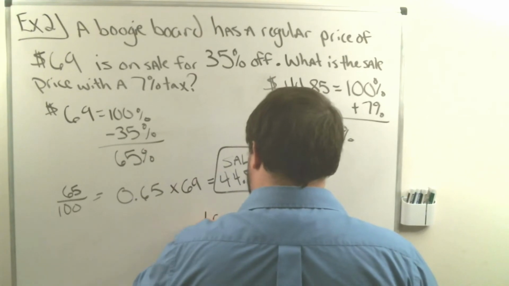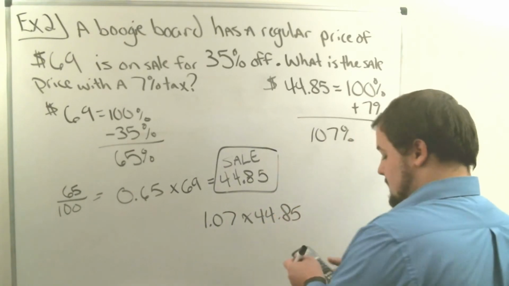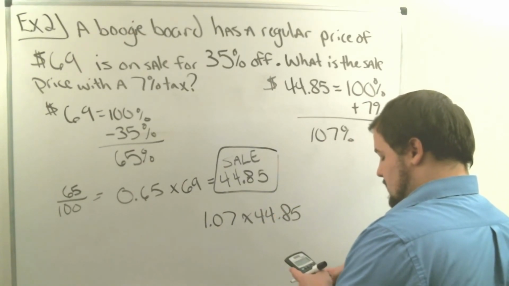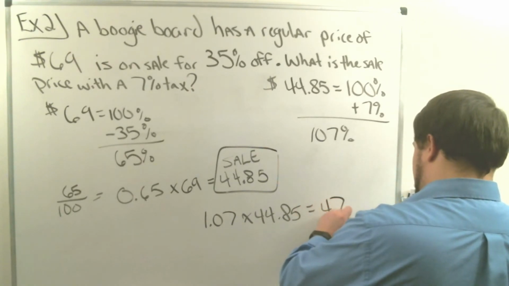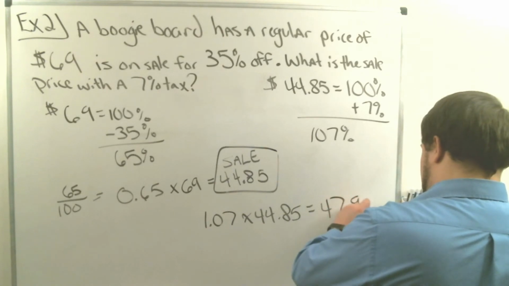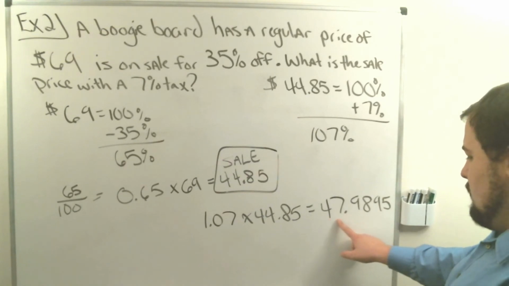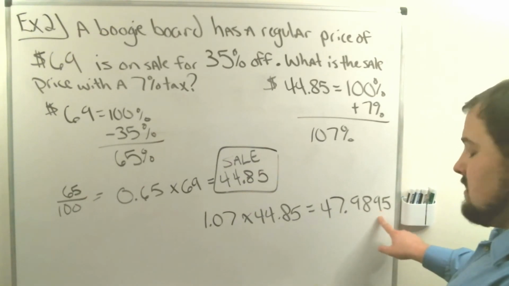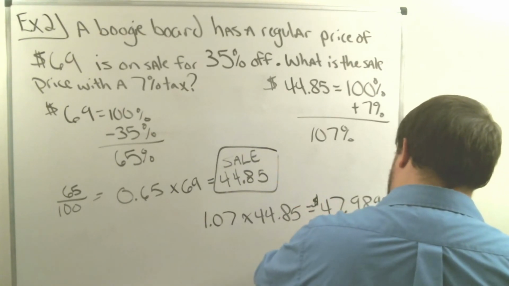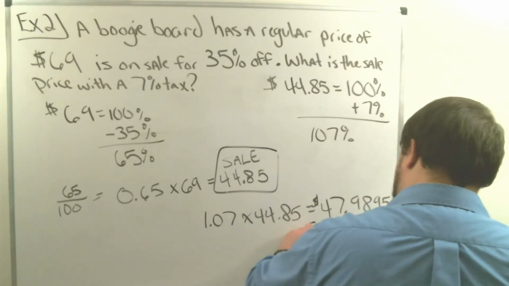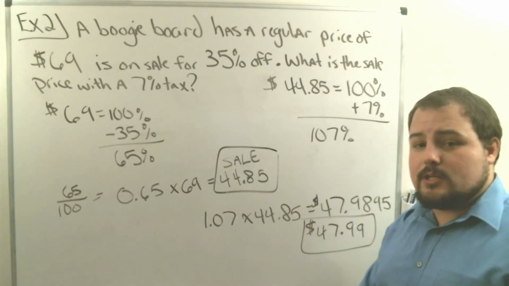We're going to take 1.07 times 44.85. 1.07 times 44.85, and we get that the final price of this boogie board is $47.98 and some more decimals. But we're talking about money. So when we talk about money, we have $47.98, but since there's a 9 following right behind it, that really means that we're going to really pay $47.99. So this is the actual price that they're going to charge us at the register with the sales tax.